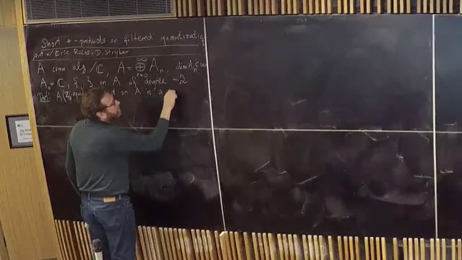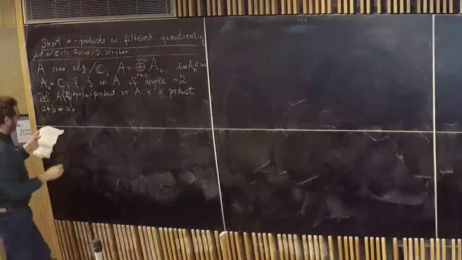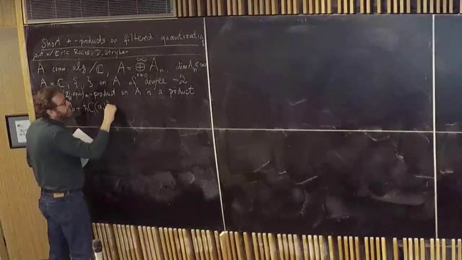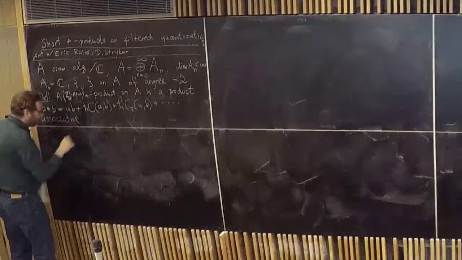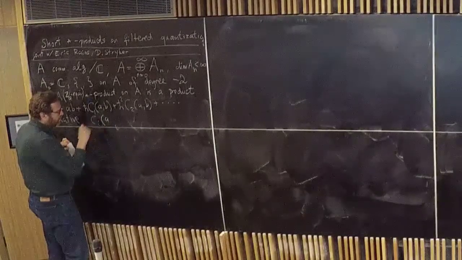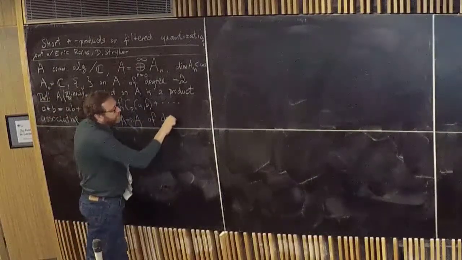This is a product of the following form, A star B. The first term is A times B, then goes Planck's constant times C1 of A, B, then h squared times C2 of A, B, and so on. The main axiom is that it should be associative. Also there is a restriction that the C_i are bilinear maps from A tensor A to A of degree minus 2i. And then the restriction which tells us how this is connected to the Poisson bracket: the Poisson bracket of A and B is C1 of A, B minus C1 of B, A.